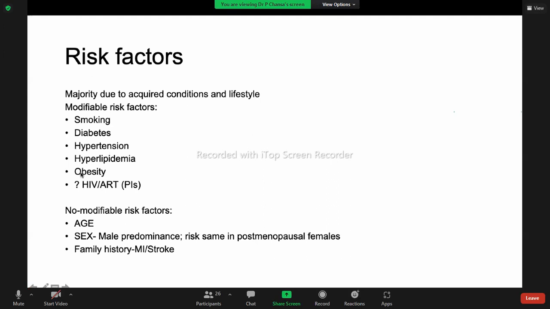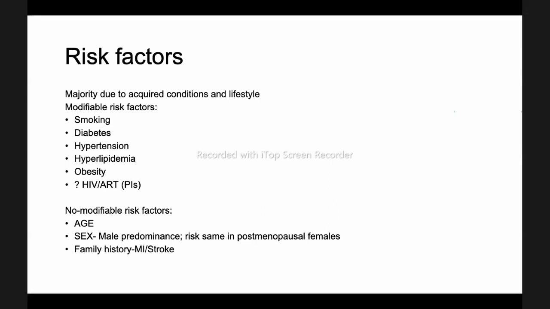Then sex. Males tend to be predominant when it comes to coronary artery disease, though in postmenopausal women, the risk in women becomes the same as men. Okay, so the risk is the same in postmenopausal females. Then you also have to ask, this is so important, family history. In your family, did anybody die suddenly without you knowing the cause? Because that puts them at high risk. In your family, has anybody had a myocardial infarction? Has anybody ever had a stroke? Because the risk factors overlap. So you have to elicit that history.